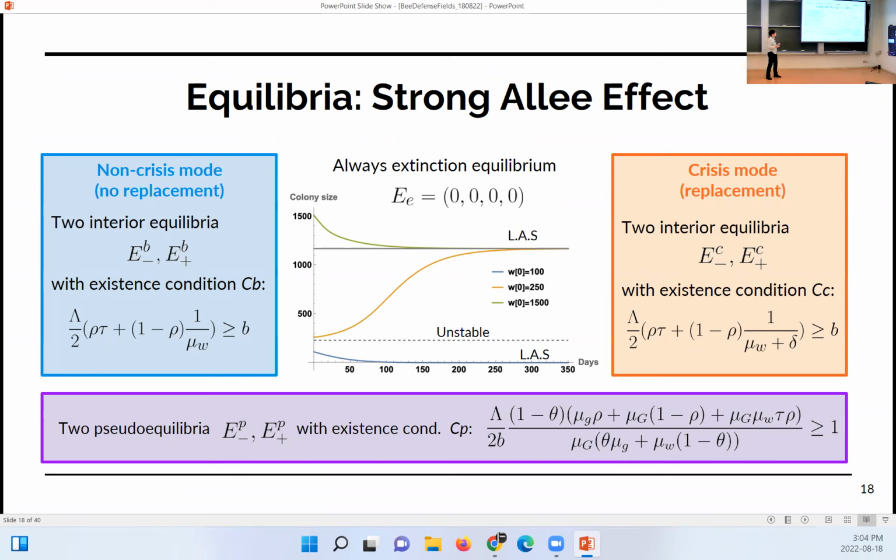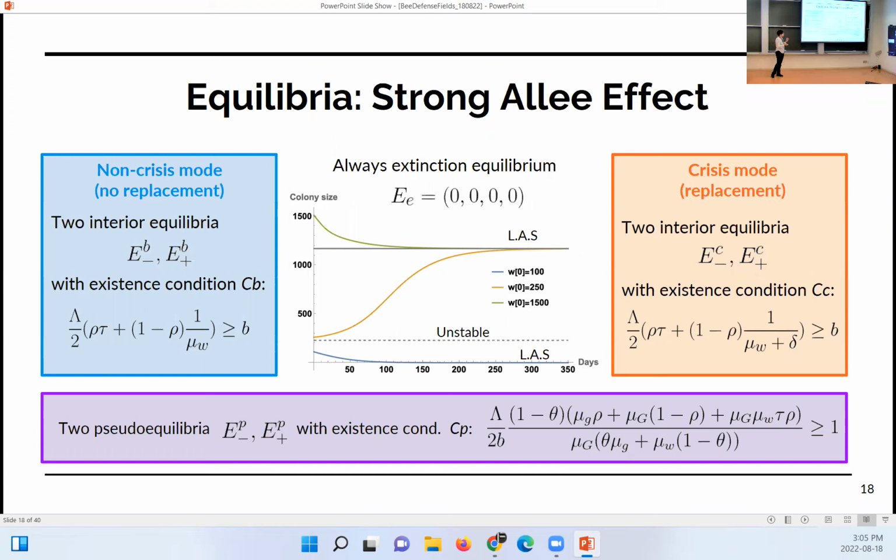The extinction equilibrium always exists and is always locally asymptotically stable. Of the interior equilibria in each of the two cases, one is stable and one is unstable. So we have a strong Allee effect: if the population is really small, it converges to the extinction equilibrium, and if it's large enough, it goes to the interior equilibrium. This makes sense because it's a social group, a bee colony, so it needs a minimum number of bees to take care of brood.